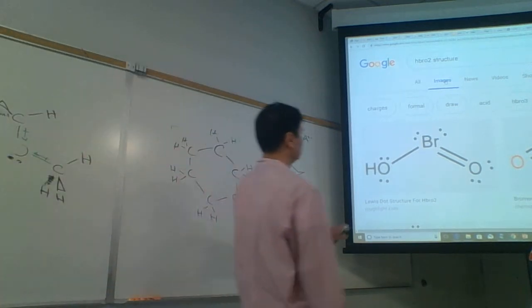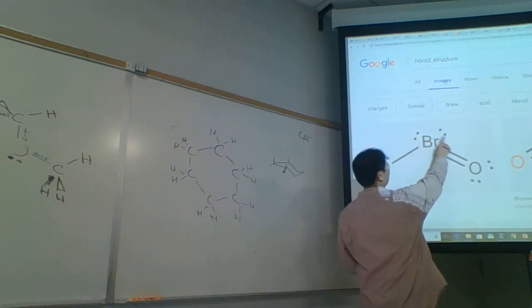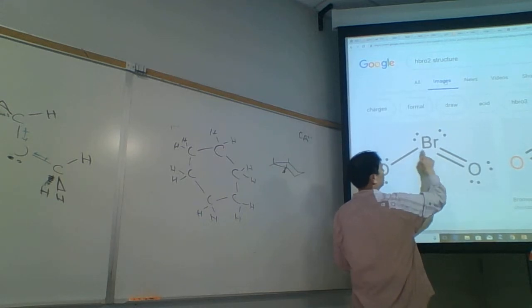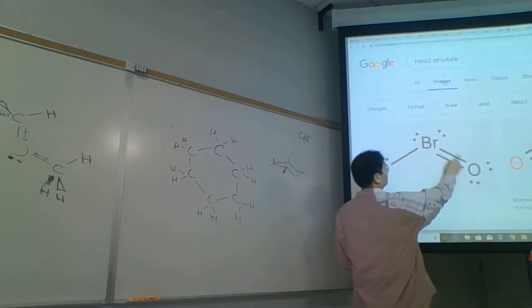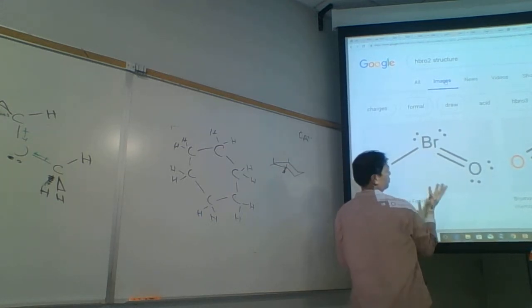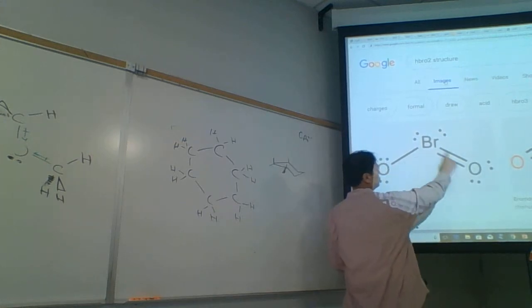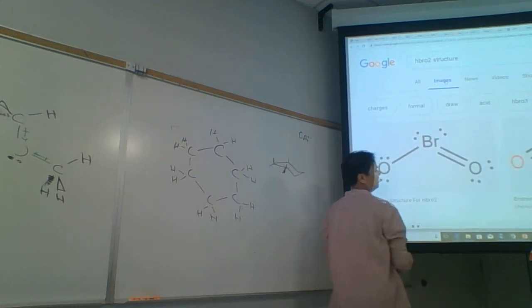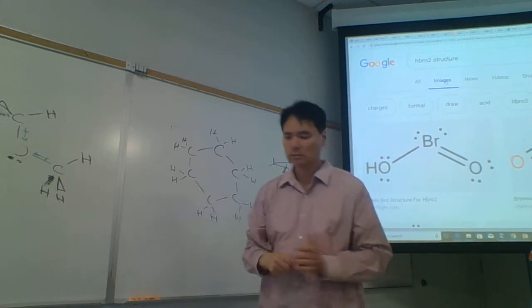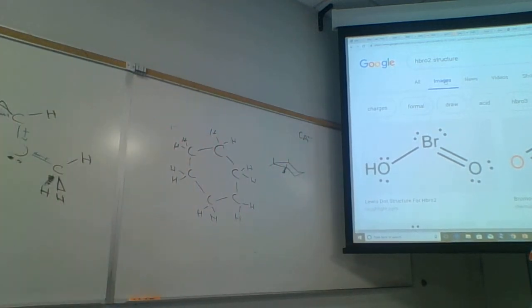Here, this is going to be bent because we've got tetrahedral EPG: single bond, double bond, lone pair. It's 4 groups, 2 bonded atoms, so it's going to be bent. Here they expand the octet on bromine from that double bond.